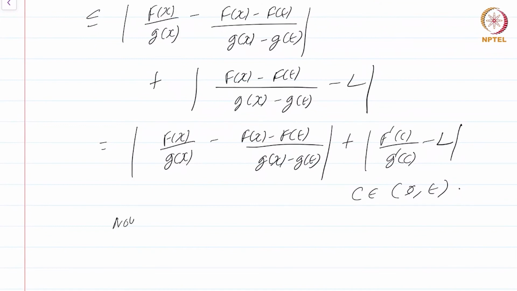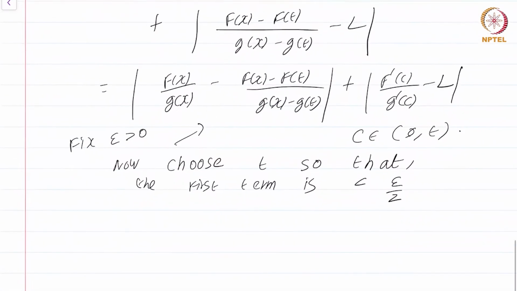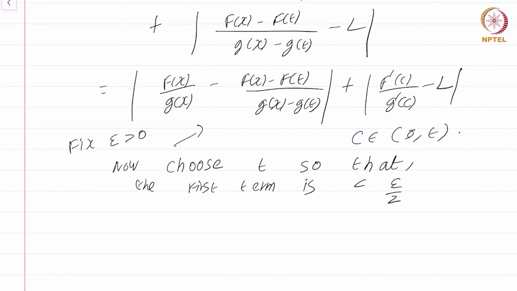Now choose t so that the first term is less than epsilon by 2. So fix epsilon greater than 0. Choose t so that the first term is less than epsilon by 2. Now, we have a choice of this t, and this choice of t depends on x. I've not told you how to choose x, and only then can we proceed to choose the point t. So this should actually come first. Let me put the arrow this way.